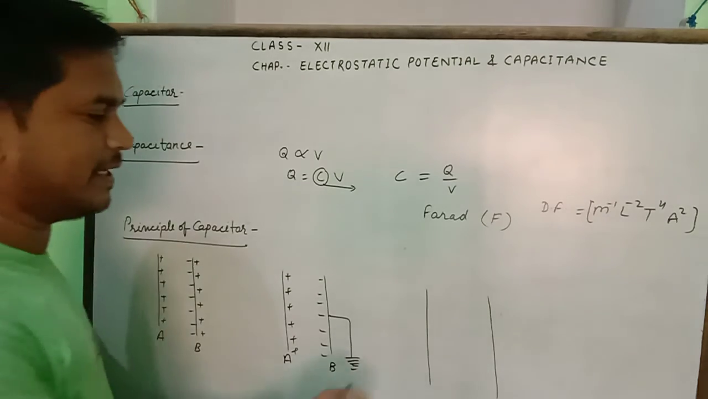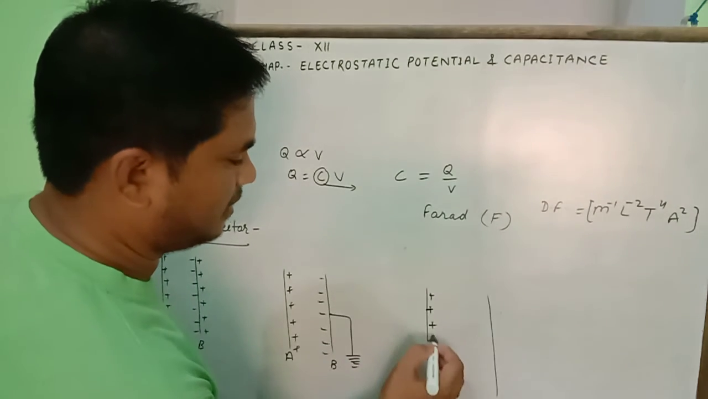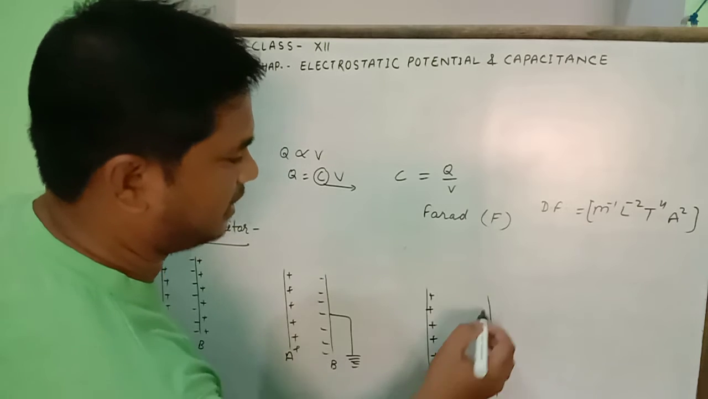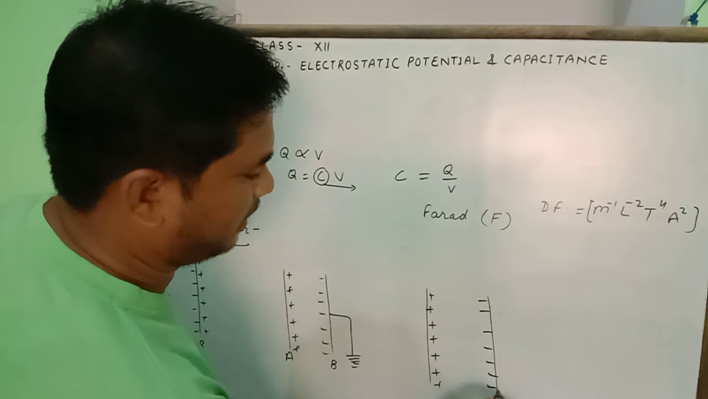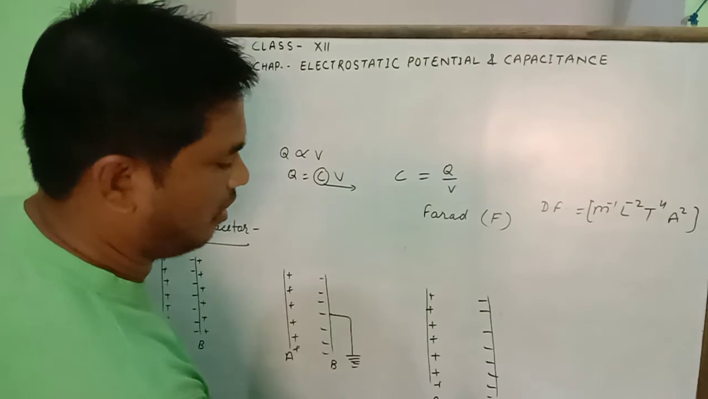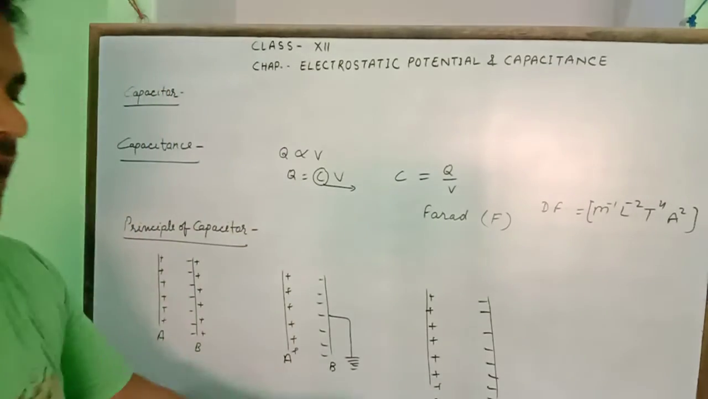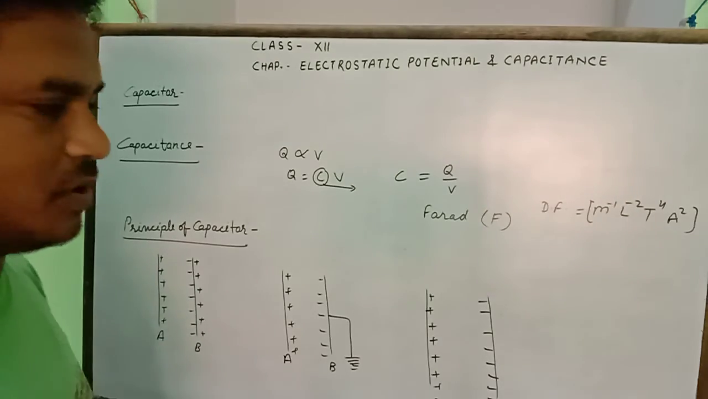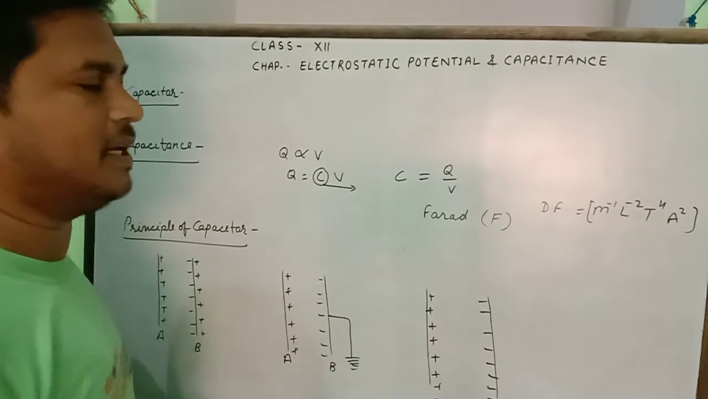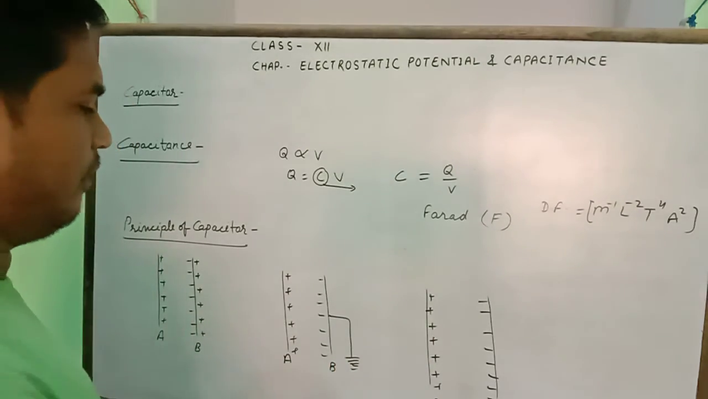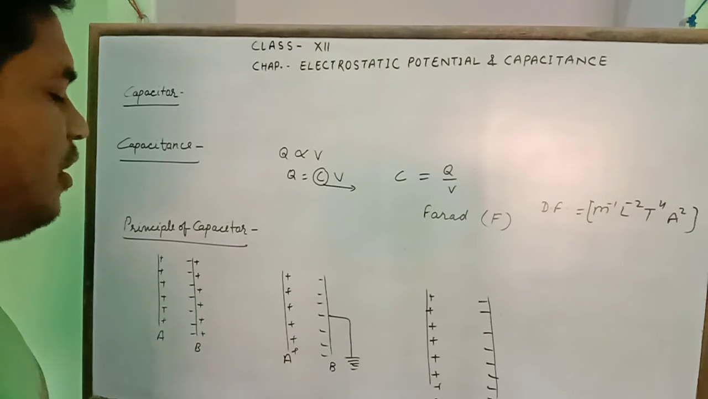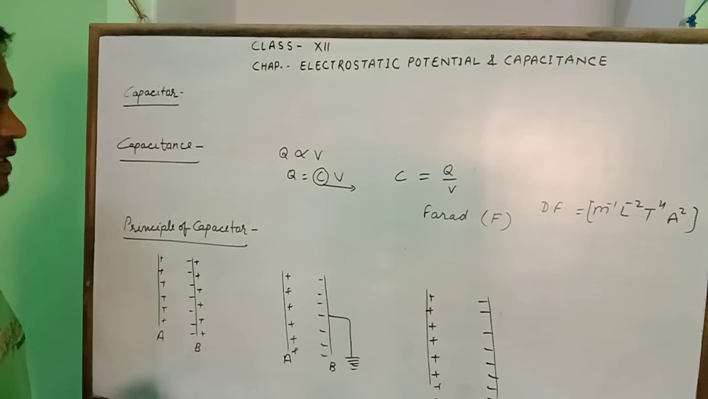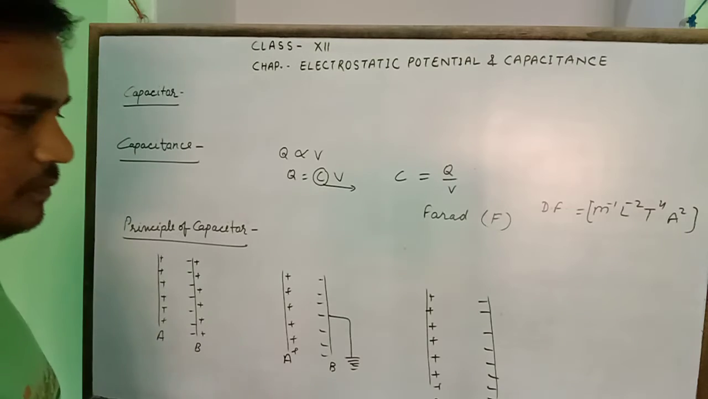So we can say that a potential difference is set up between the two plates of the conductors A and B. There is an electric field set up between these plates. So we can say that the potential is raised when we put charge on this conductor. Okay, so this is the principle of capacitor.